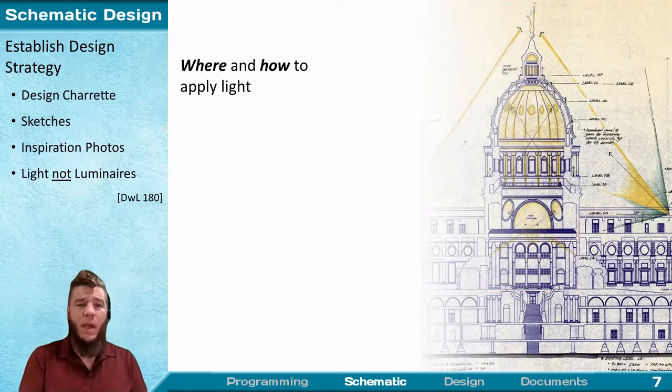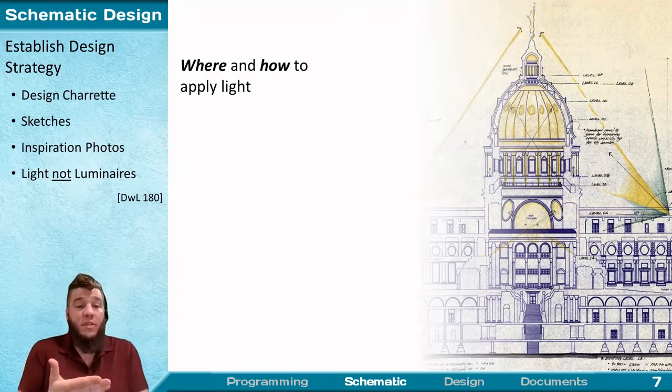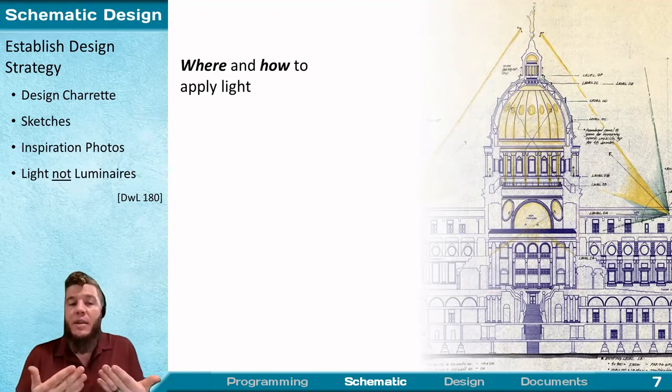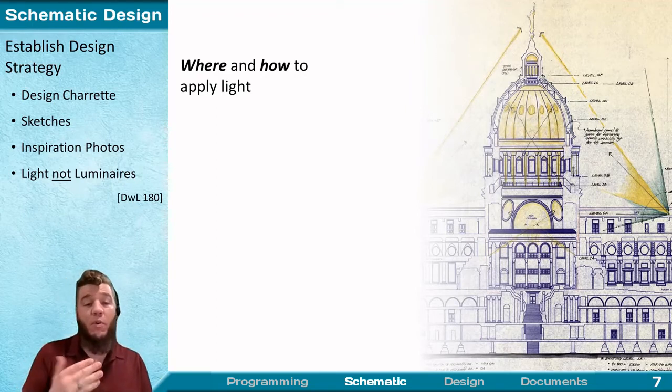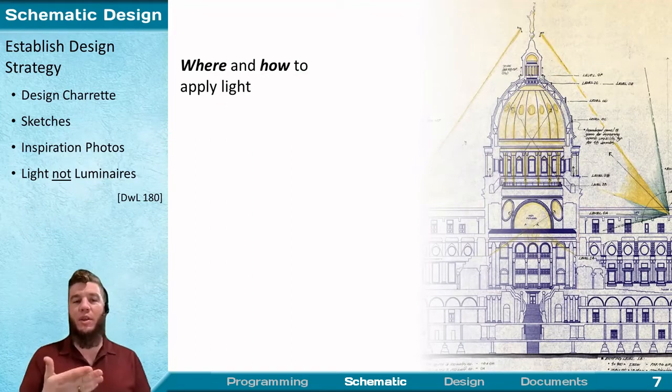Inspiration photos are especially useful. Go research other lighting design projects in similar buildings, in similar spaces, and take a look at what other teams have done and see what you can utilize in your project. And finally, I want to point out that this phase is concerned about light, not luminaires. We want to focus first on how we're going to apply the light, not what gear we're going to use to get us there. Because you can assume that anything you can imagine, you can find equipment for.